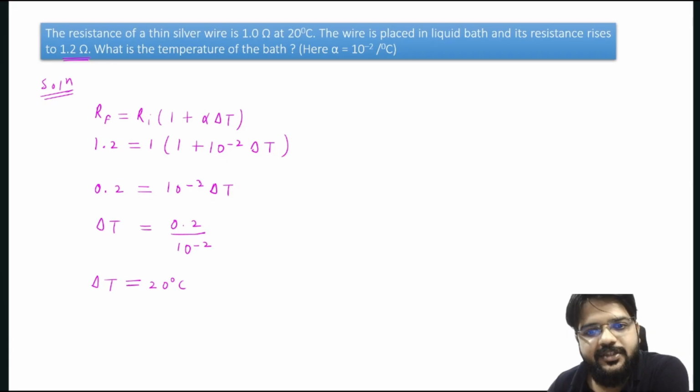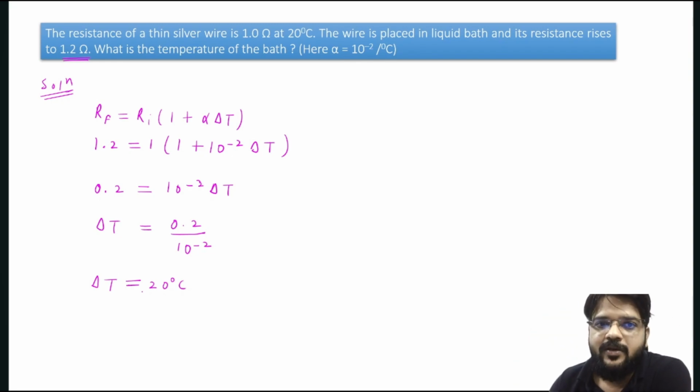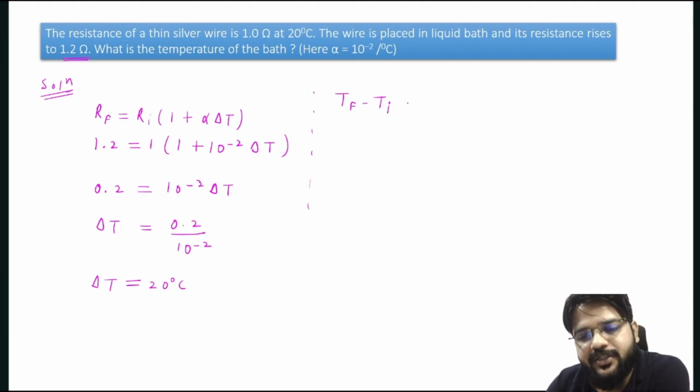Correct? So change in temperature is how much? It is 20 degrees Celsius. Now the next thing is what? Here we want the temperature of the bath, correct? So the change in temperature of this wire we got is 20 degrees Celsius. So this change in temperature can be written as what? It is final minus initial temperature equal to 20 degrees Celsius.